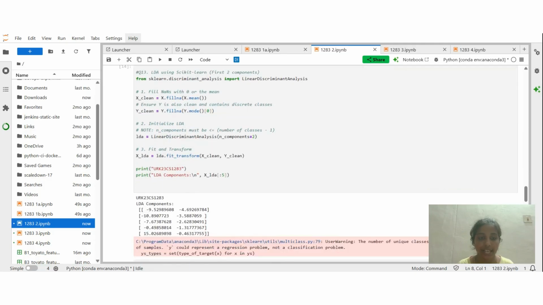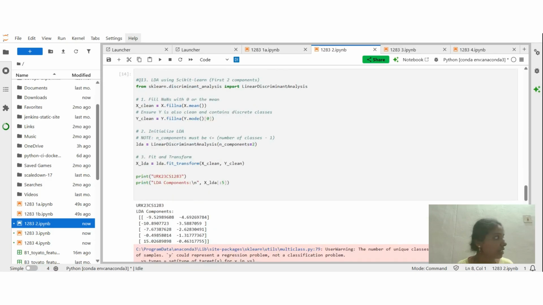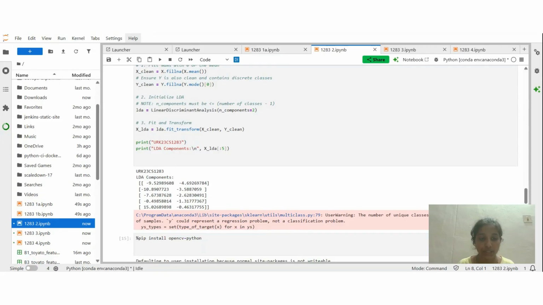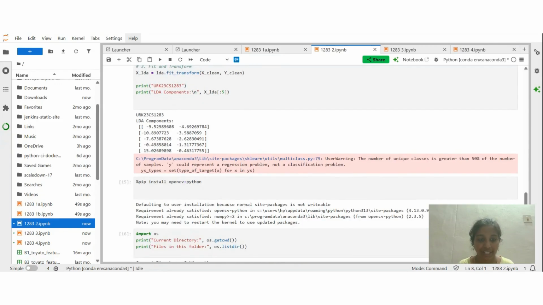And 13th one is LDA. LDA is linear discriminant analysis. It reduces dimension and focuses on class separation. I used LDA to reduce dimension while maximizing the separation between the classes.